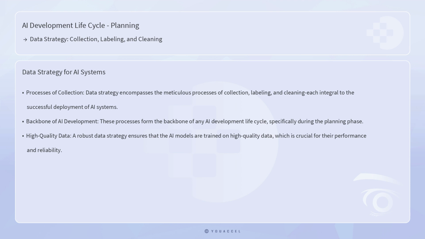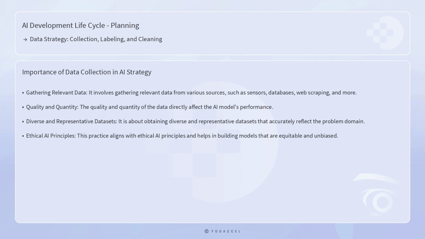A robust data strategy ensures that the AI models are trained on high-quality data, which is crucial for their performance and reliability. Data collection is the first step in this strategy. It involves gathering relevant data from various sources, such as sensors, databases, web scraping, and more. The importance of data collection cannot be overstated, as the quality and quantity of the data directly affect the AI model's performance. For instance, high-quality image data can significantly enhance the accuracy of computer vision models.